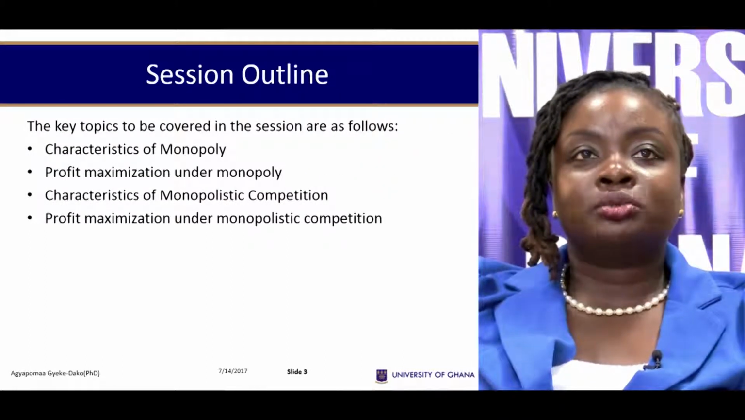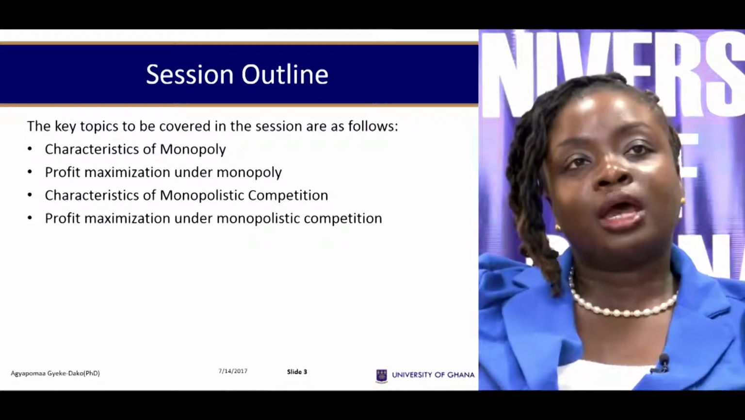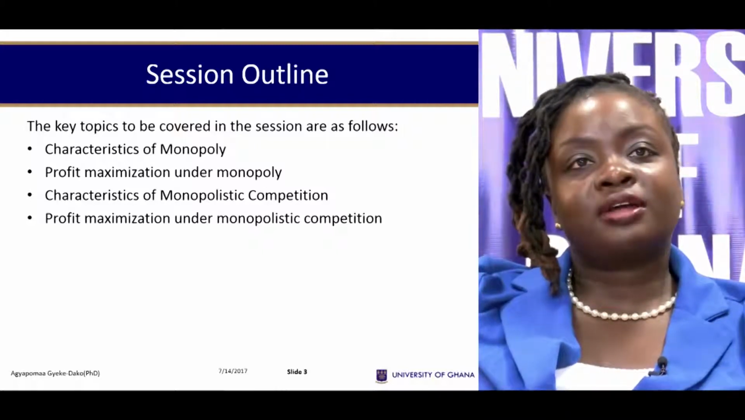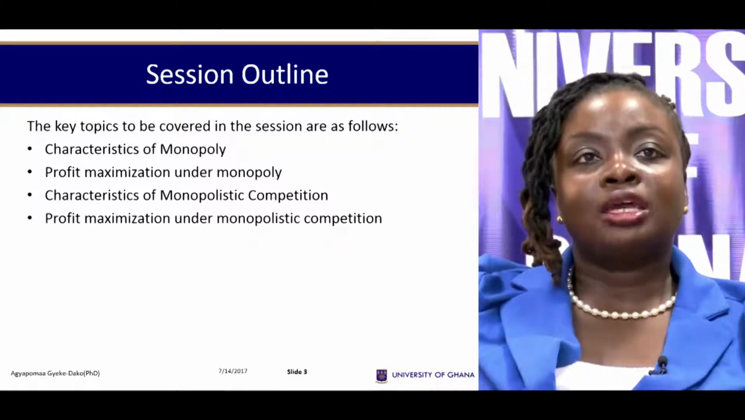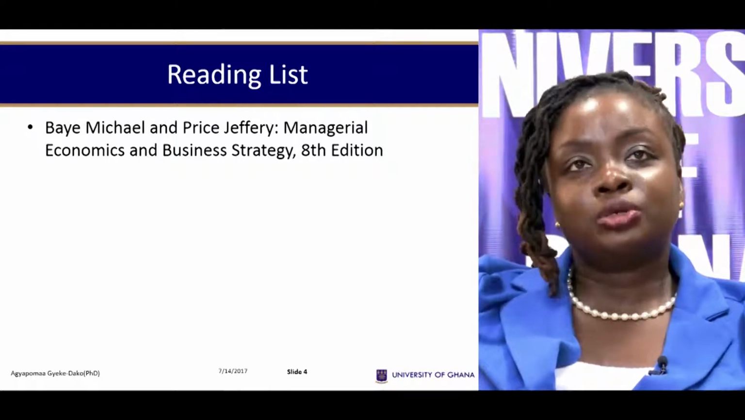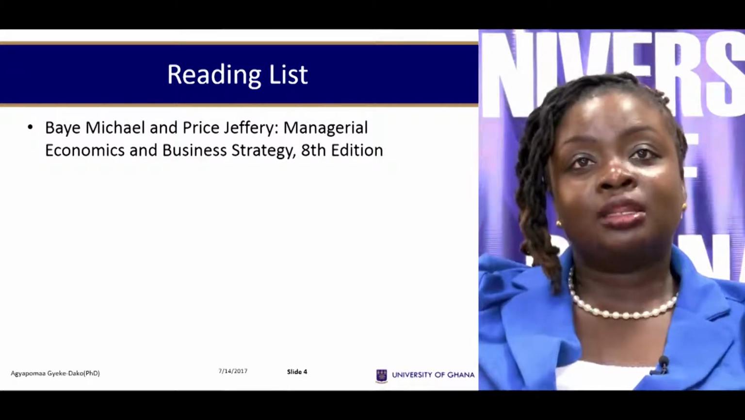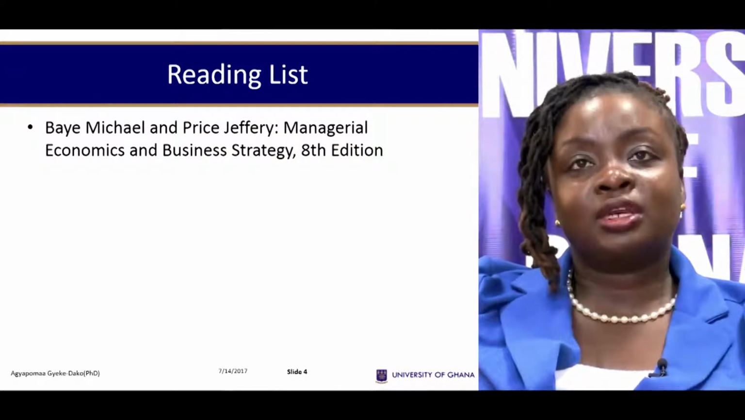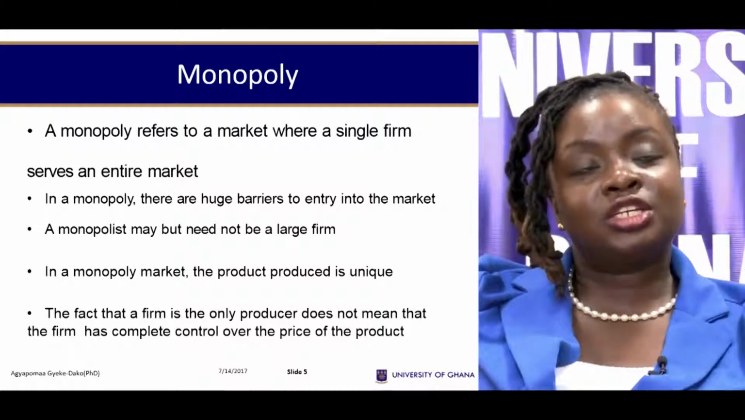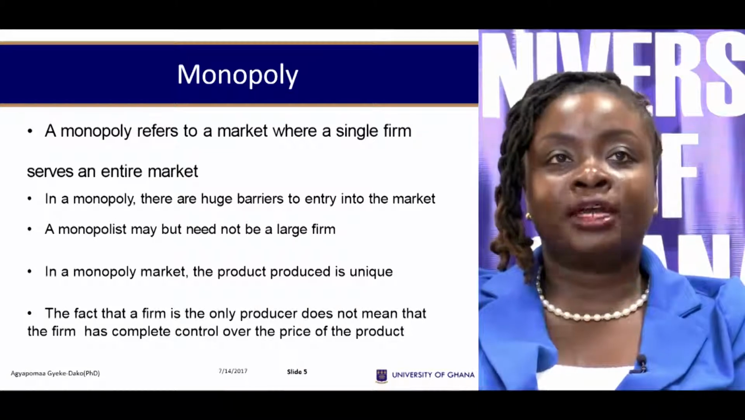So the key topics to be covered in this session are as follows. We'll be looking at the characteristics of monopoly and then considering profit maximization under monopoly. We would go on to look at the characteristics of monopolistic competition and then look at profit maximization under monopolistic competition. As usual, our text is the basic one, which is Baye and Prince, and our concentration would be on the 8th edition. But like I've been saying, if you've not got the 8th edition, just look at any other edition that you'd be able to find.